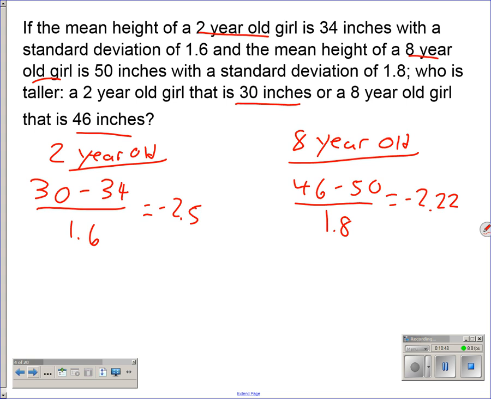2.2? Sure. Okay, so it turns out, even in this problem, who ends up being taller relative to their age? The 8-year-old. She's got a bigger z-score. She's higher up on the scale. In comparison between the groups, yes, she is taller. That's what a z-score does. It takes all this data and brings it down to a comparable level based off of everybody in the population. That's kind of what it does. Any questions on that?